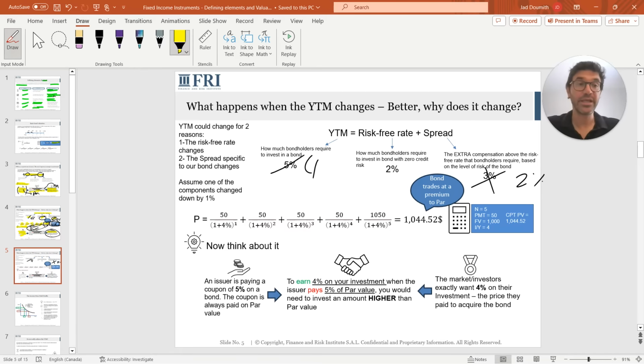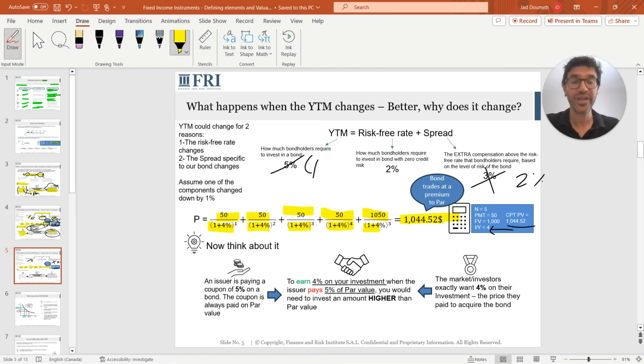First, mathematically, again, the obvious concept that if the denominator goes down, the numerator remaining equal, of course, the total value will go up. So when the yield went down to 4%, the price of the bond shoots up to 1,044.52. You can confirm on your financial calculator by simply changing the yield to 4% and computing the present value of the bond, which will give you also, of course, 1044.52.